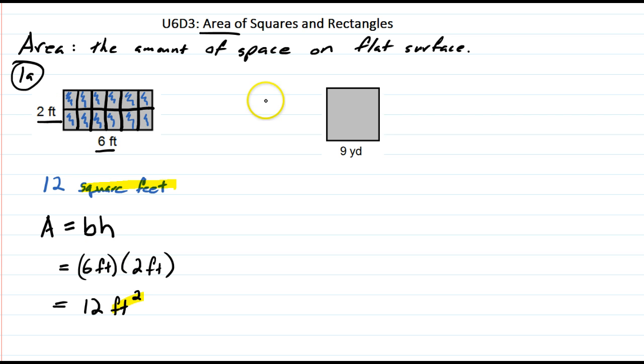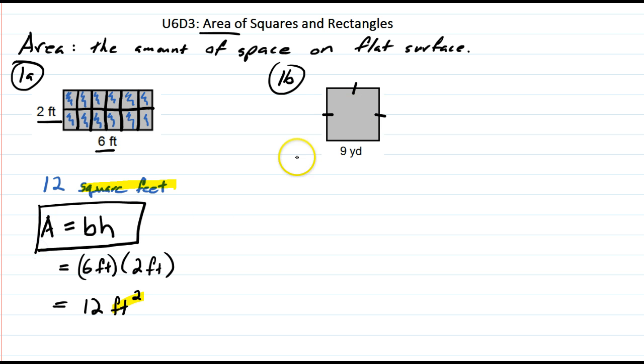So go ahead and try 1b over here, and although it's not marked, you just need to assume it's a square, so that means all the sides are equal, and you can use this formula to find the area of the square.